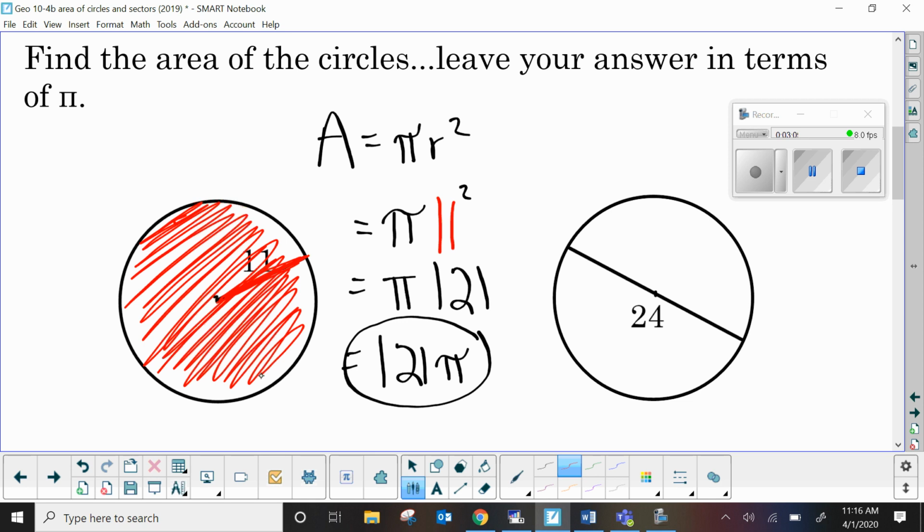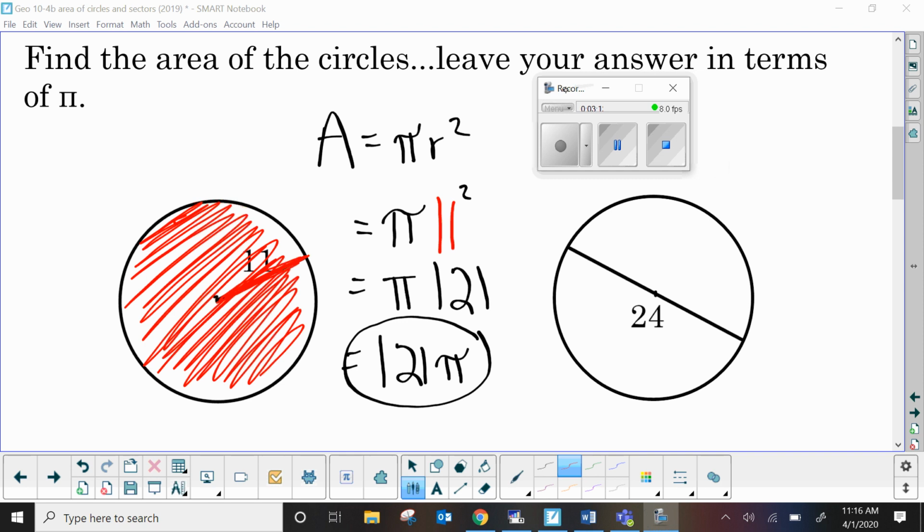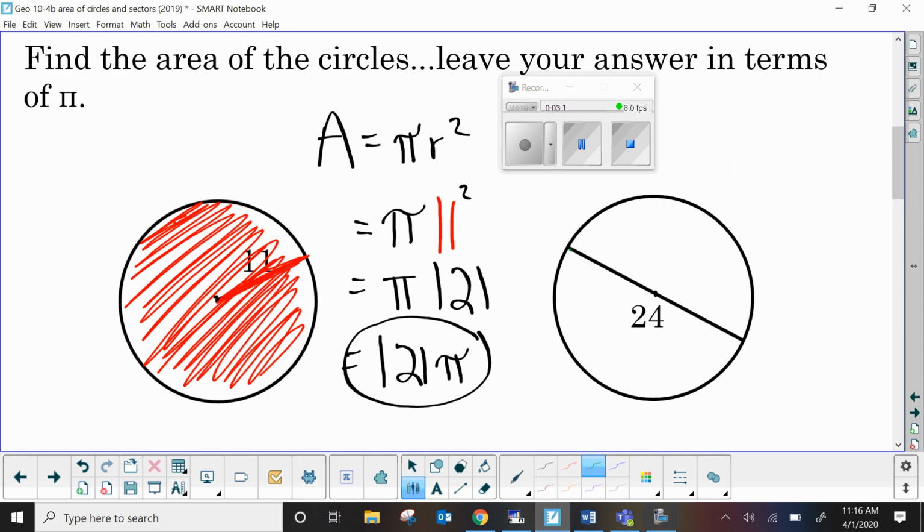Let's look at this second example. What is given to us here? This is the diameter of the circle. We do not use the diameter when we are finding the area of a circle. We use the radius. So I need to make sure I come up with the radius first. Since my diameter was 24, that means my radius is, that's right, 12. Good job.